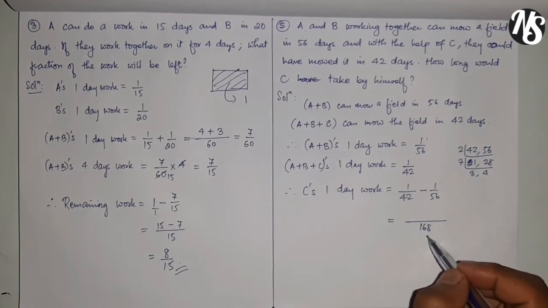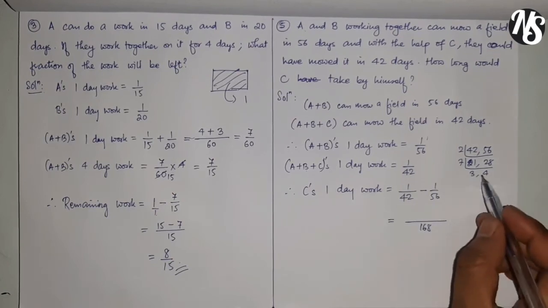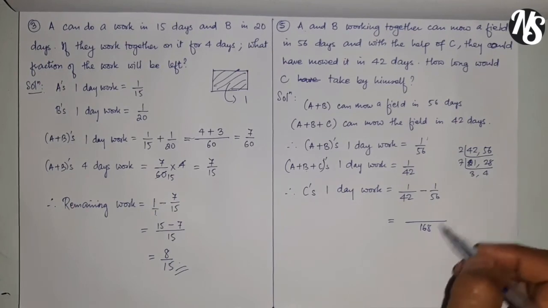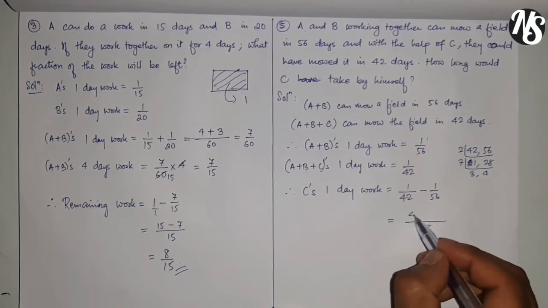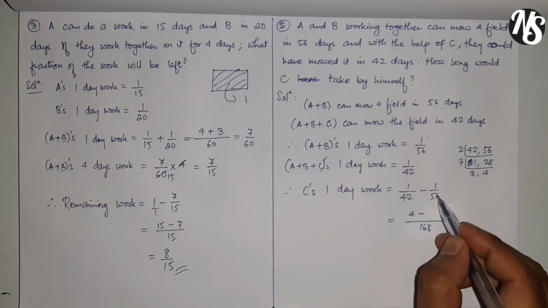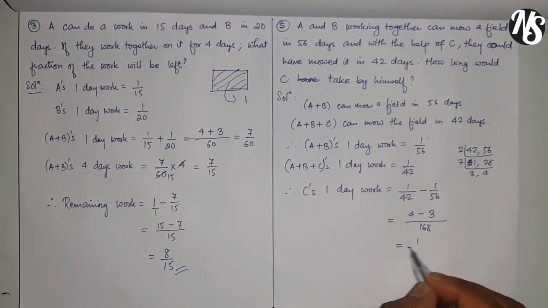So divide 168 by 42, you get 4. So when you multiply this, 42 into 4 is 168. That means 168 divided by 42 gives you 4. So 4 into 1 is 4, minus, similarly divide this by 56, you get 3. So 3 into 1 is 3. So basically how much is this? This is 1 by 168.